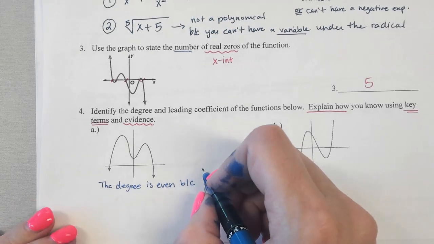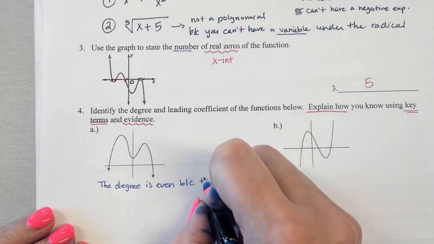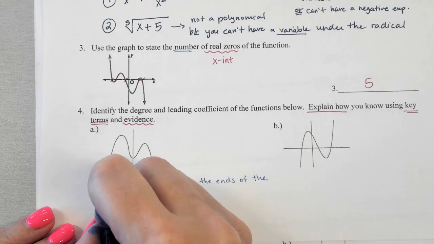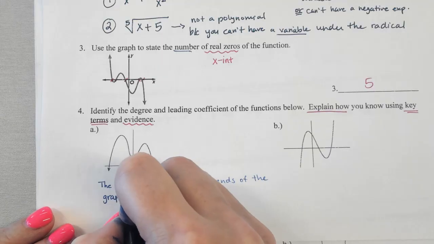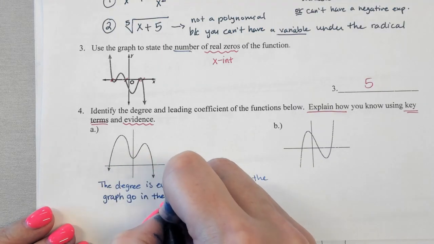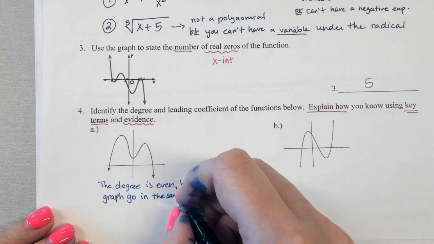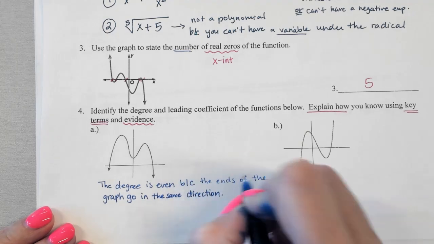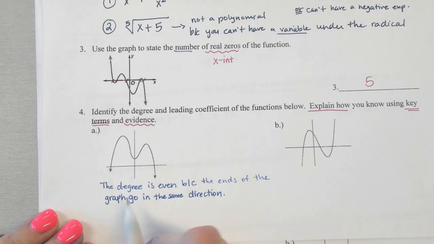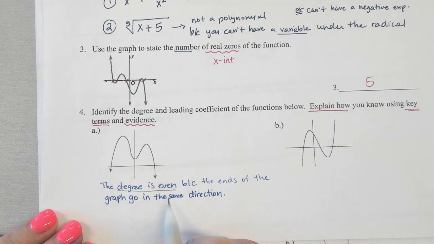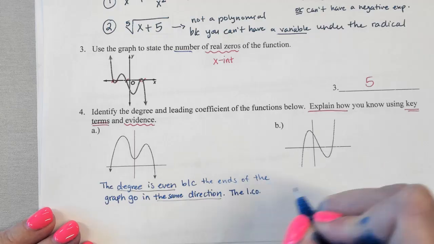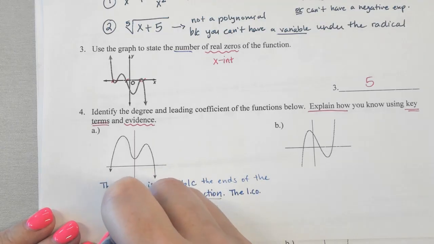So the degree is even because the ends of the graph go in the same direction. Okay, so this is what I'll be looking for. Degree is even because those ends are going in the same direction. Okay, the leading coefficient is negative.